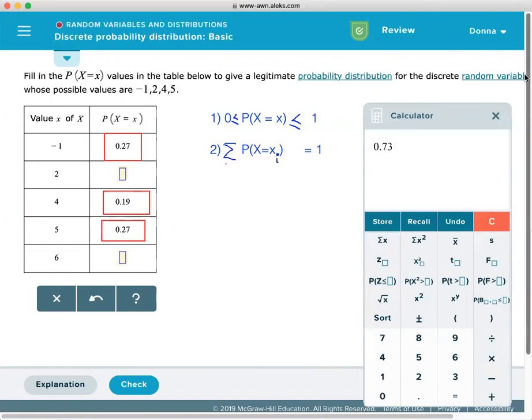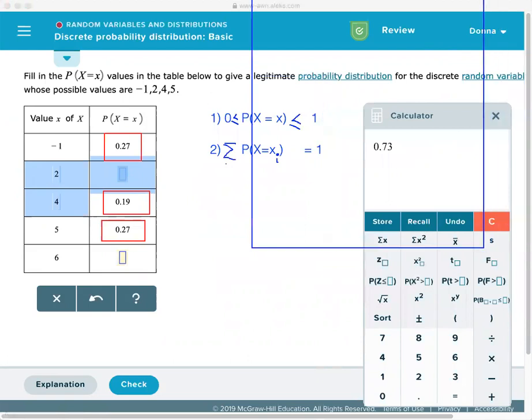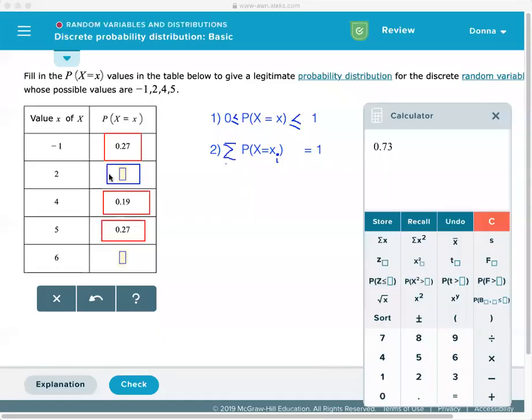So let's do those in a blue box. I know that the probability associated with 2 is missing, and the probability associated with 6 is missing. So those two blue boxes must be evaluated. And we know that the sum so far is 0.73. So we're going to subtract 0.73 from 1. On the calculator, I have 1 minus 0.73, which gives me 0.27. That lets me know that the two blue boxes must add up to 0.27.